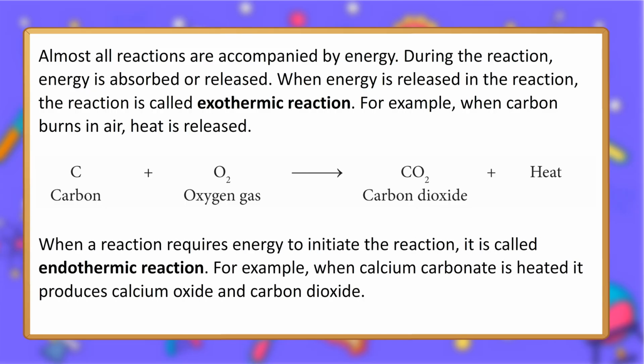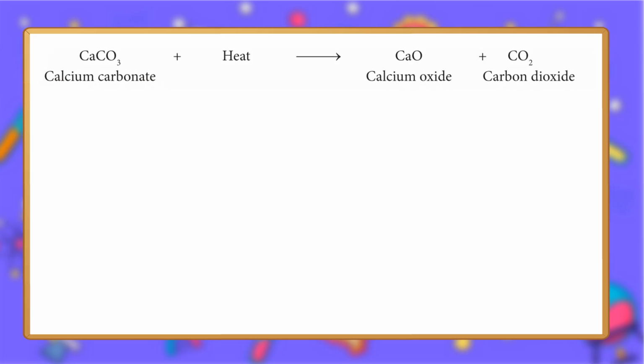When a reaction requires energy to initiate the reaction, it is called an endothermic reaction. For example, when calcium carbonate is heated, it produces calcium oxide and carbon dioxide. CaCO3, calcium carbonate, plus heat gives CaO, calcium oxide, plus CO2, carbon dioxide.